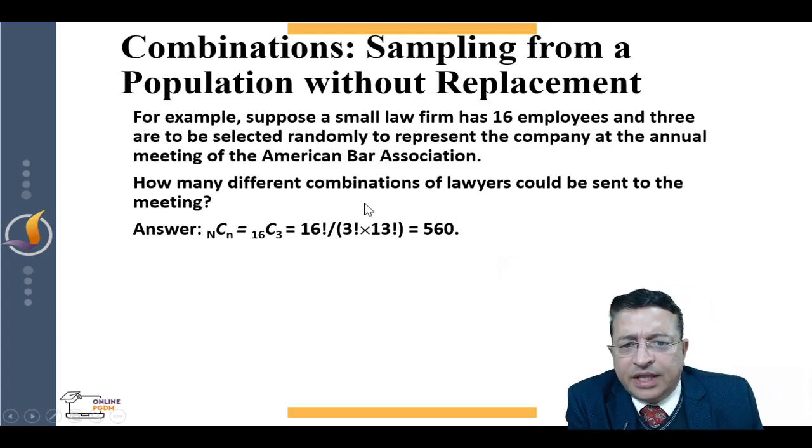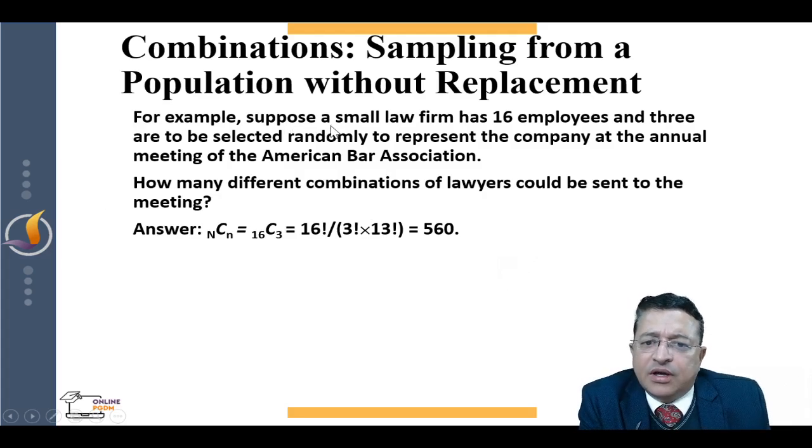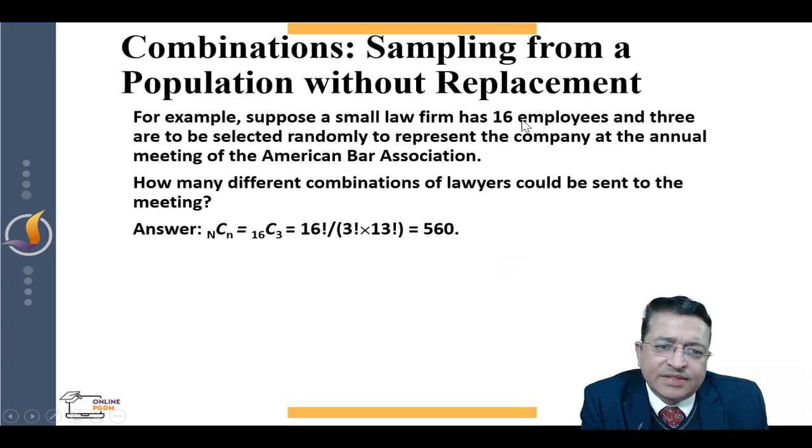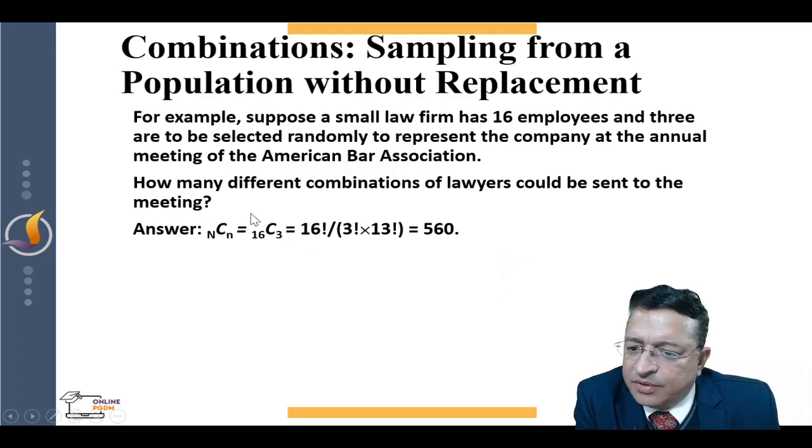Okay, so there is another example. Suppose a small law firm has 16 employees and 3 are to be selected randomly to represent the company at the annual meeting of the American Bar Association. How many different combinations of lawyers could be sent to the meeting?